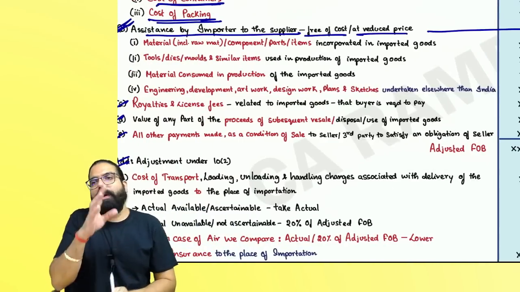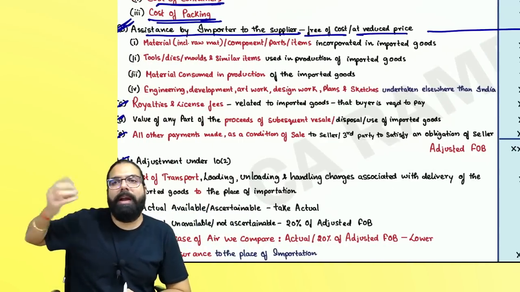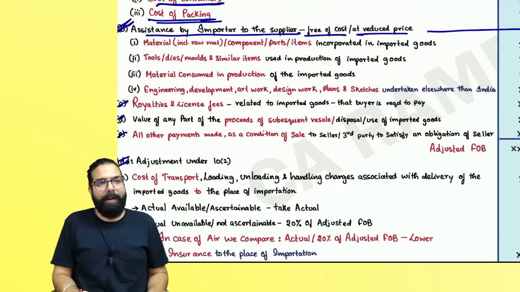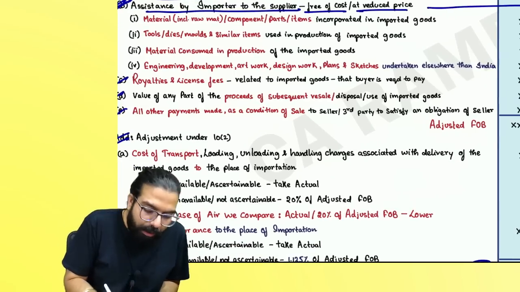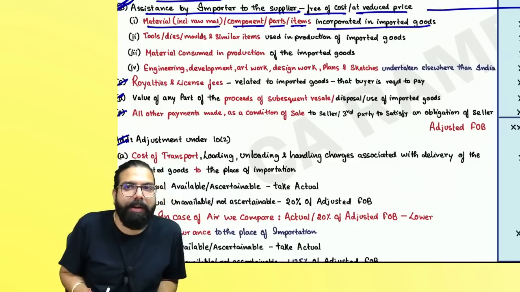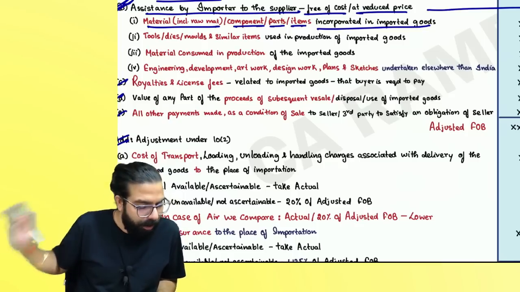So if I have gone ahead and supplied material, some material is coming now, later some other material will come. So you have to apportion and keep adding to the value of the imported goods. So it says over here, first of all, material including raw material, component, part, item incorporated in the material which you have supplied free of cost, please add it.